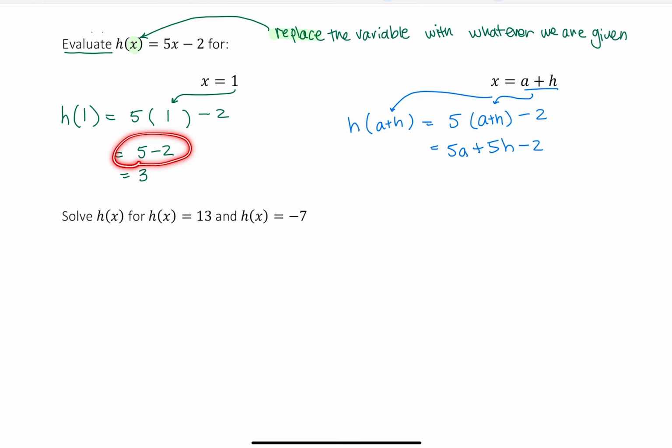Whereas here, 5 and 2 are both whole numbers. They're both numbers. They're like terms, so we combine them to get 3. In this case, we can't do that, so we are done. All right, let's move on.